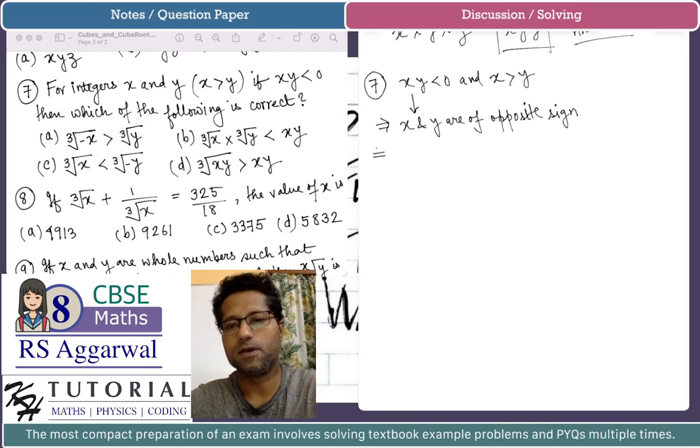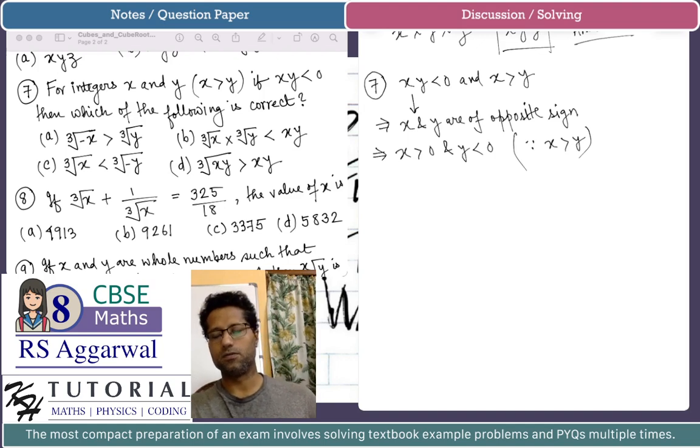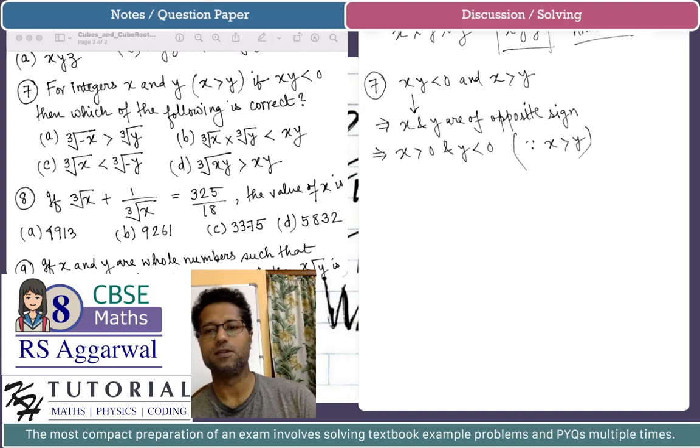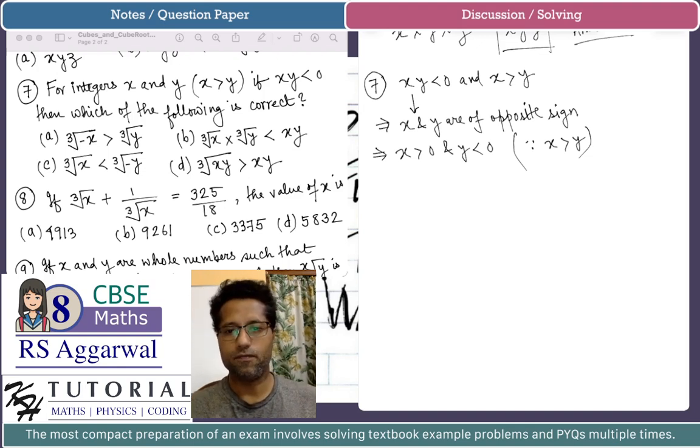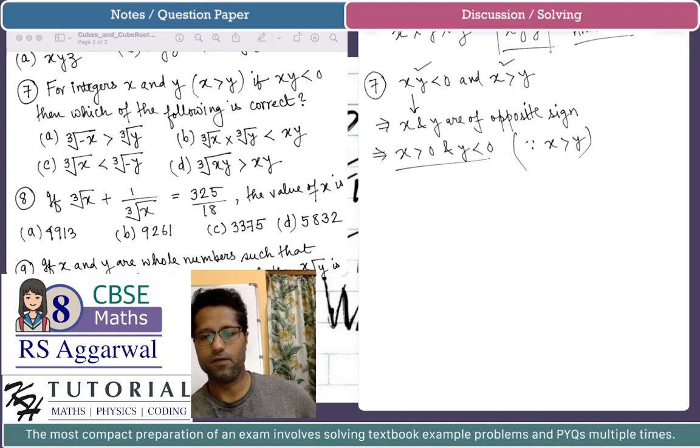Now this also implies that x has to be greater than 0 and y less than 0, as it is given that x is greater than y. They must be of opposite sign. Now if x is less than 0, then definitely y has to be greater than 0. In that case, x cannot be greater than y. For x to be greater than y, it has to be the case that x is greater than 0 and y is less than 0. So from these two given pieces of information, we now know that x is greater than 0 and y is less than 0.